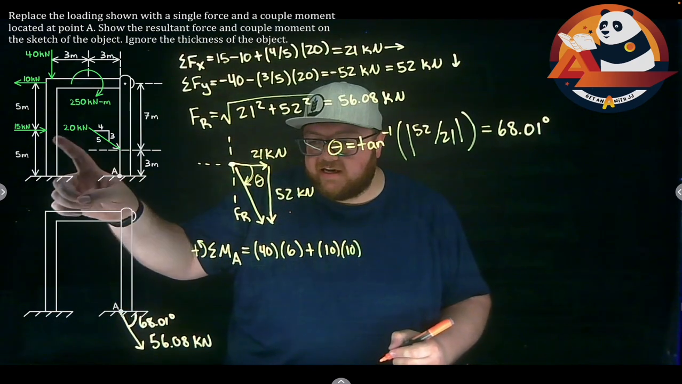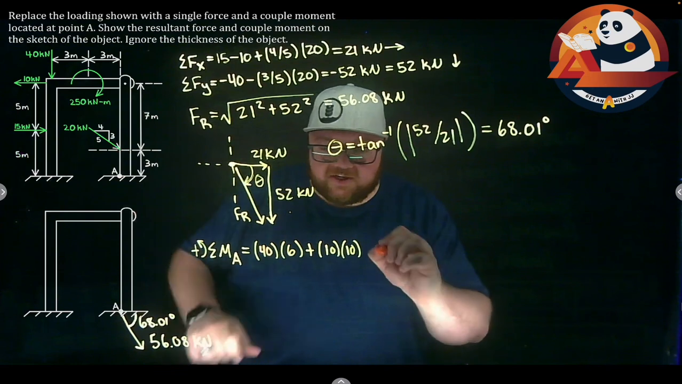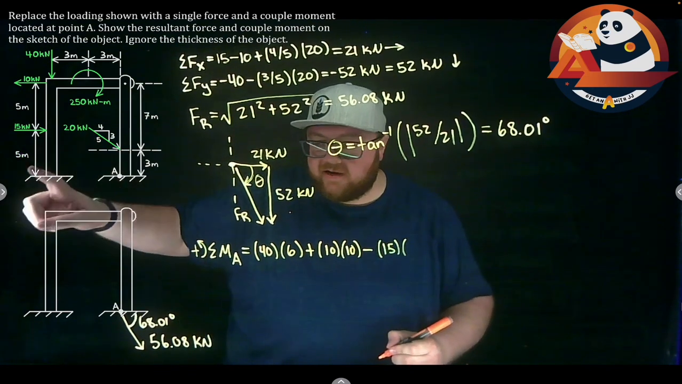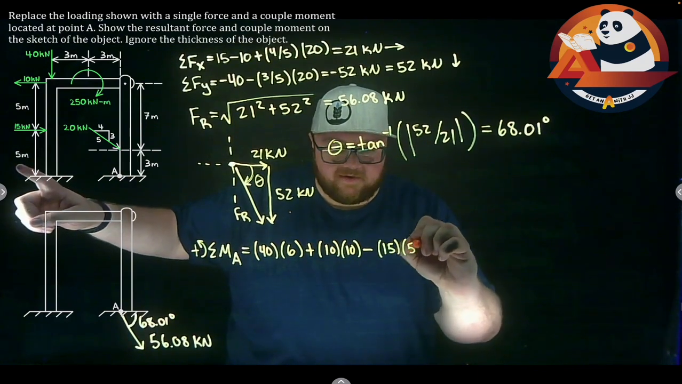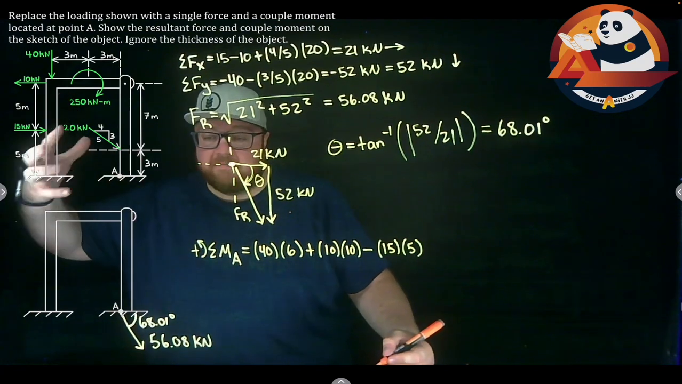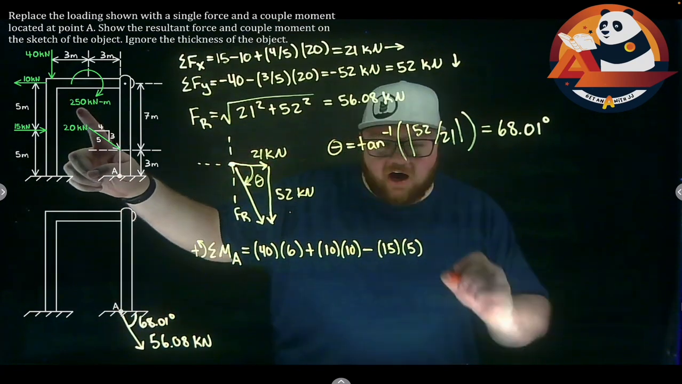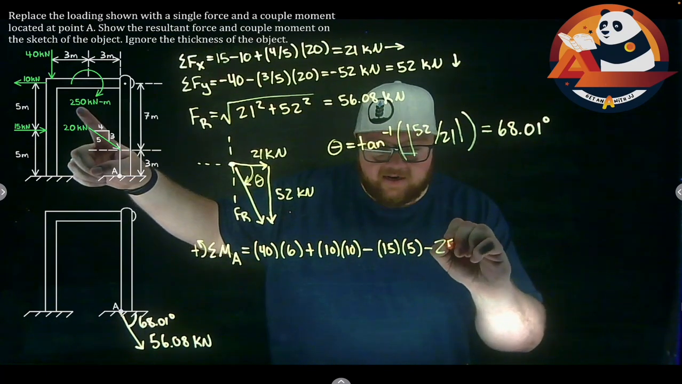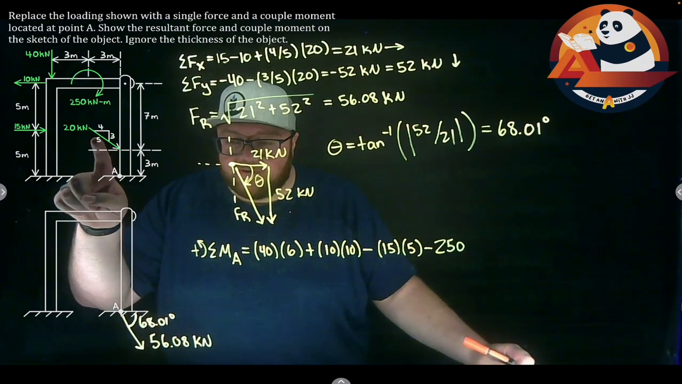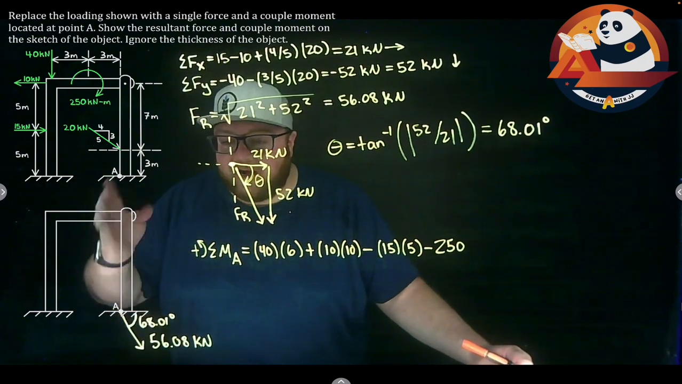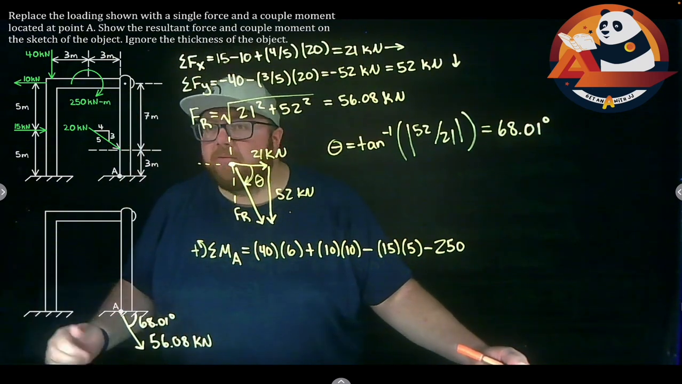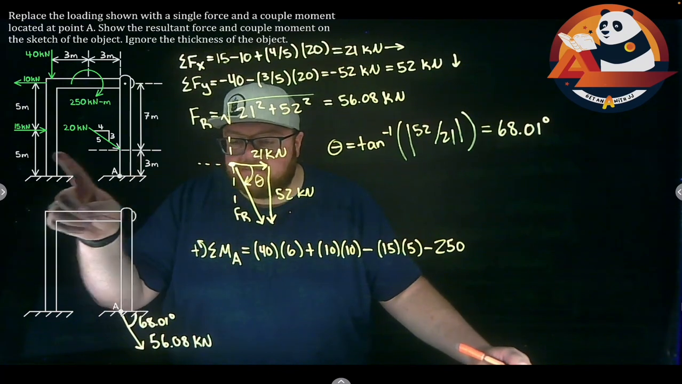If we check our 15, 15 will cause a clockwise rotation, so we'll subtract it out. Minus my force is 15, and that perpendicular distance is 5. Minus 15 times 5. My couple moment is a moment, so I don't need to multiply by distance in here. But I would say it's clockwise, so let's subtract it. Minus 250. And the last thing I need to account for is this 20 kilonewton force. If I look at its y component, the y component will go straight through A, which means it causes no moment about A. I just need to get my x component in here.